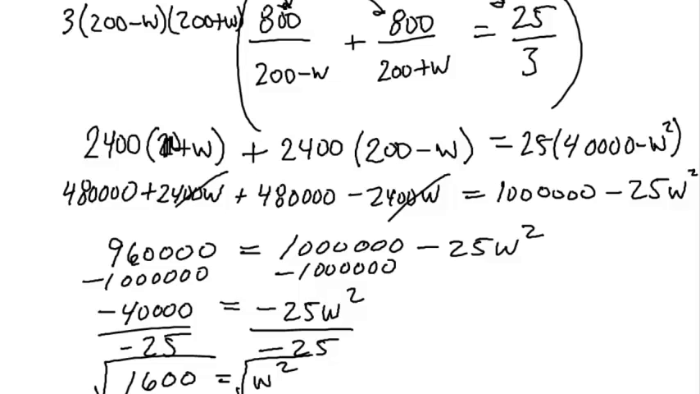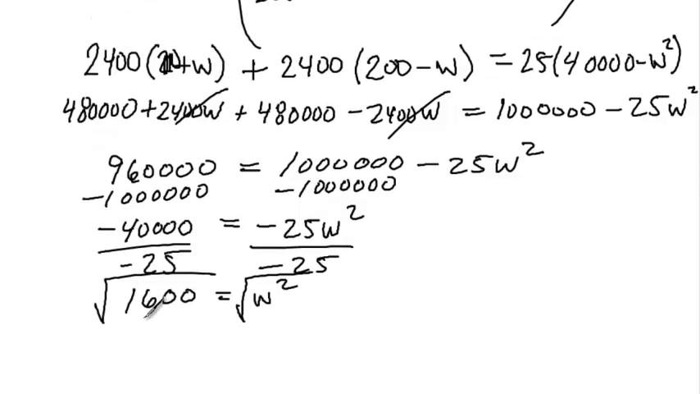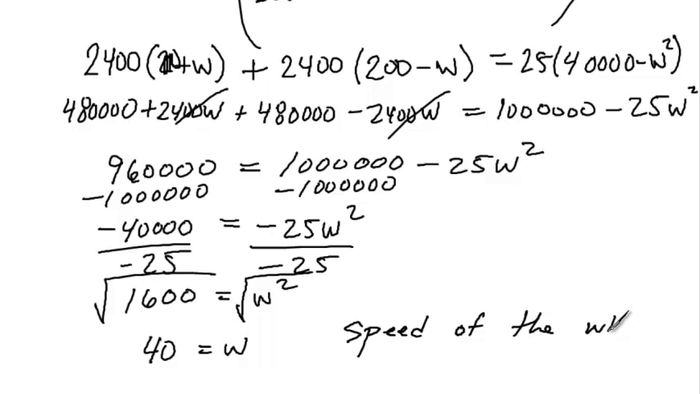So what do we have? We have square root of 1,600 is 40 equals W. So the speed of the wind is 40 miles per hour. Ta-da! Alright, I hope that helps and gives you some strategy for solving these types of story problems. Good luck!